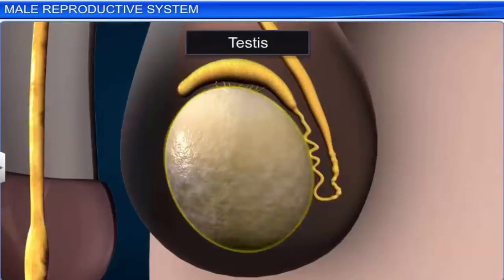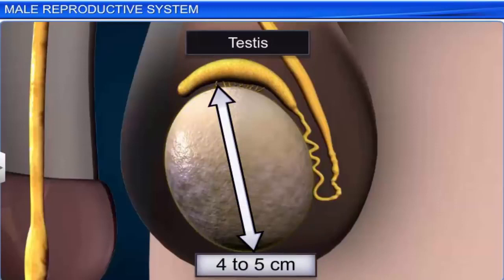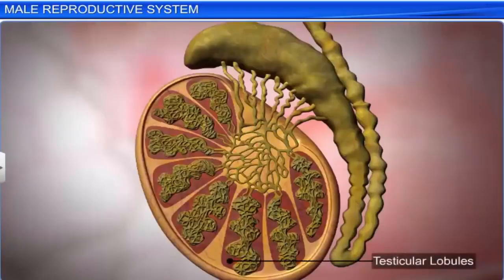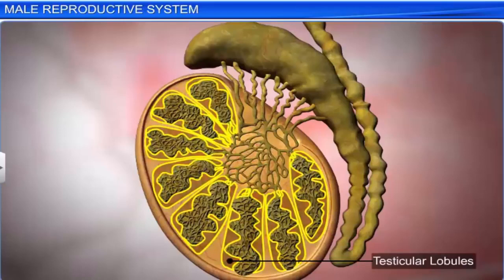The testes are oval in shape, with a length of about 4 to 5 centimeters and a width of about 2 to 3 centimeters. The testes are surrounded by a tough connective tissue capsule called the tunica albuginea. Each testis has 250 compartments called testicular lobules. Each lobule in turn contains 1 to 3 highly coiled seminiferous tubules.